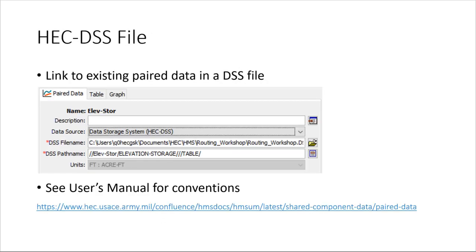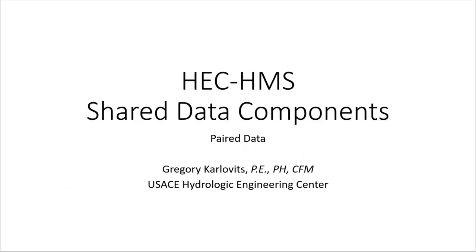HEC-DSS is convenient when a paired data object has been created already that you want to reuse. The easiest way to create one in the first place is to create it using manual entry in HMS. This makes sure that the path name and unit conventions for the type of table you are trying to create are correct. The C part of the path name controls the data type. Importing from DSS automatically handles data units. And if you need to see more about the conventions for paired data, please visit the user's manual.